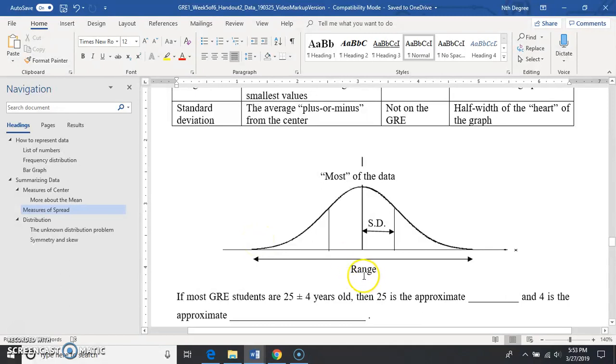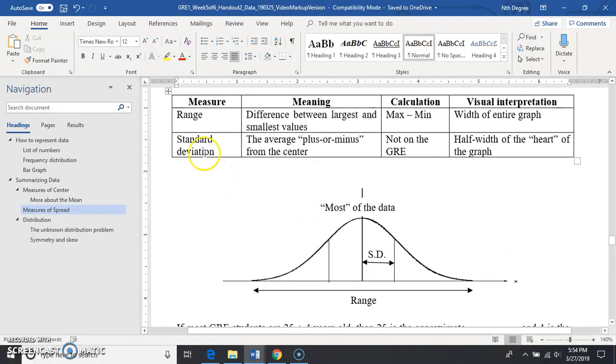Notice that the word range is kind of similar to the word mid-range. So I want you to stop and think about that and be aware that there are two words that sound similar but have very different meanings. The mid-range is a measure of center. It's a point in the middle of the number line. The range is a measure of spread. It's the width of the whole graph.